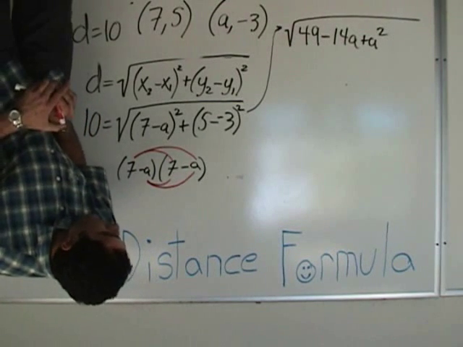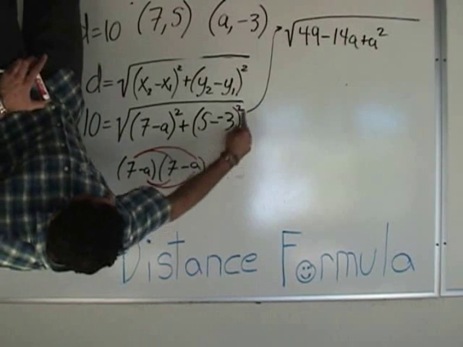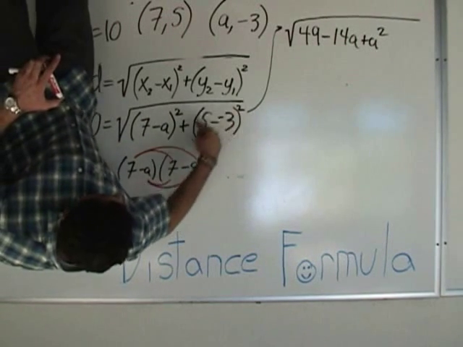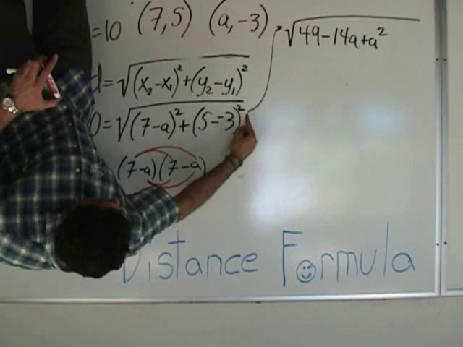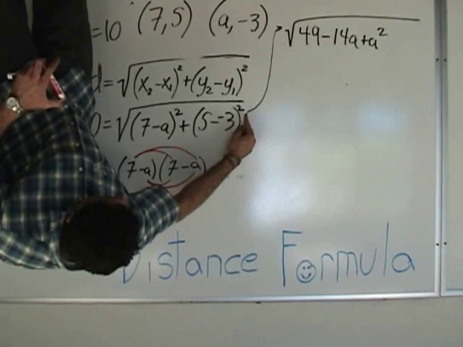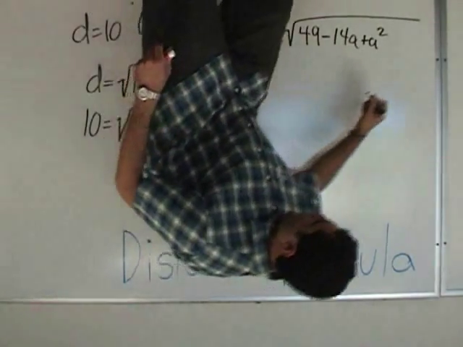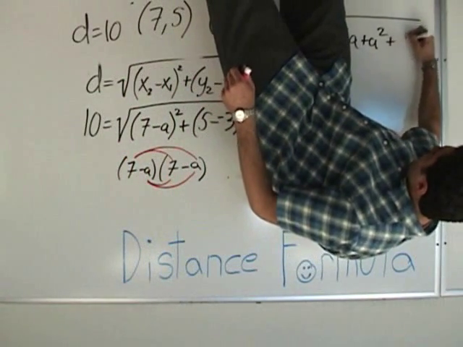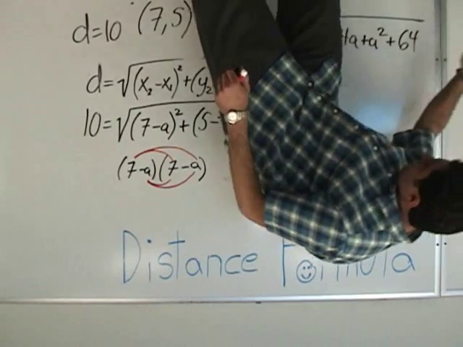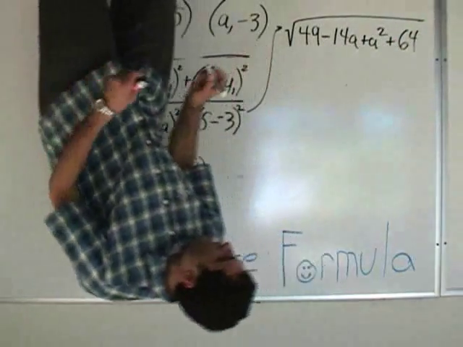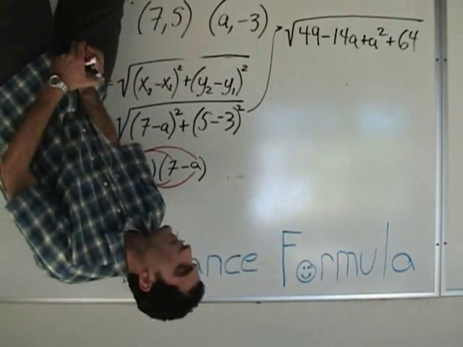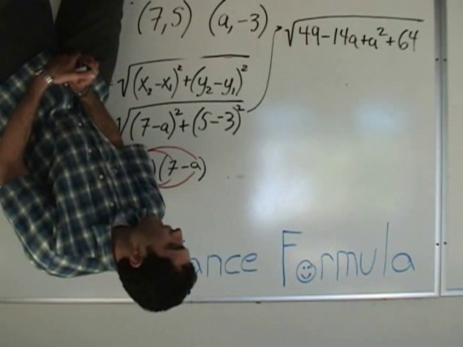Okay? And then we do this. What's this thing? 64. So that's 8 squared, 64. Good. Plus 64. Lovely, lovely. Good. Now what?